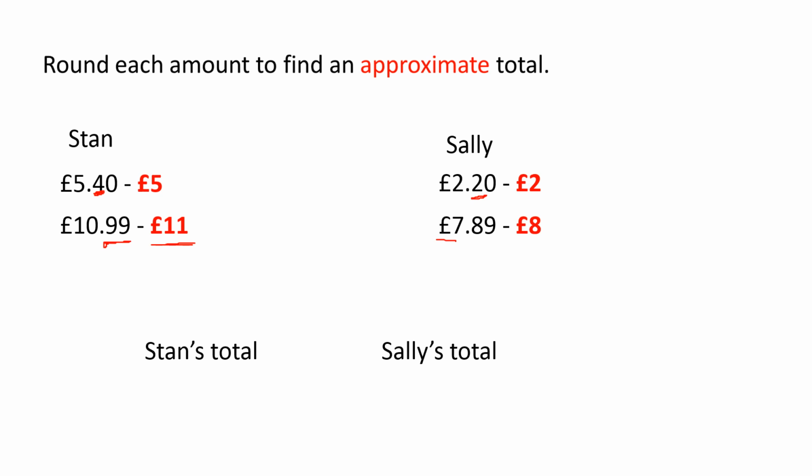So now, these two totals, we need to add them together, these two approximate totals. What is £11 plus £5? Work that out in your head. We have £16 here.